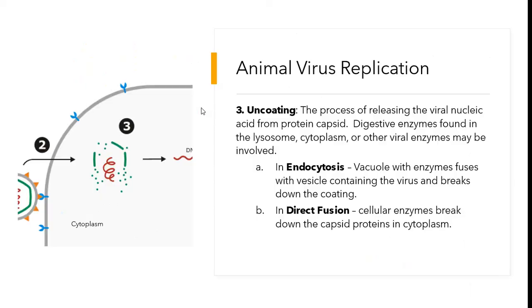Once it gets inside, now we're at step 3, the uncoating process. What do we have to uncoat? We have to get to the genetic material. Notice here in the picture, the genetic material is intact, but we are losing the capsid part of the nucleocapsid. You can see how it is disintegrating into each individual capsomere.